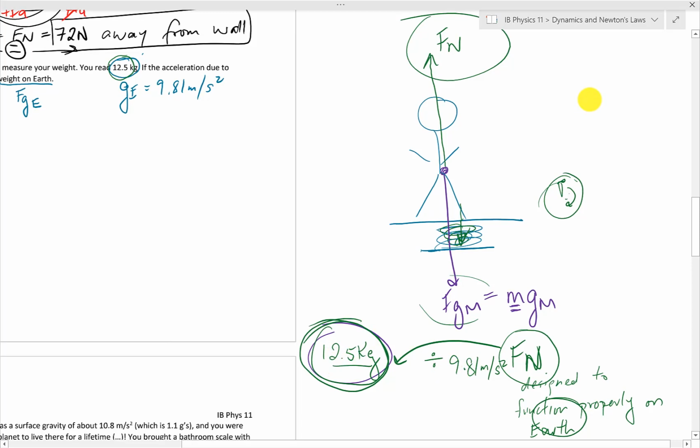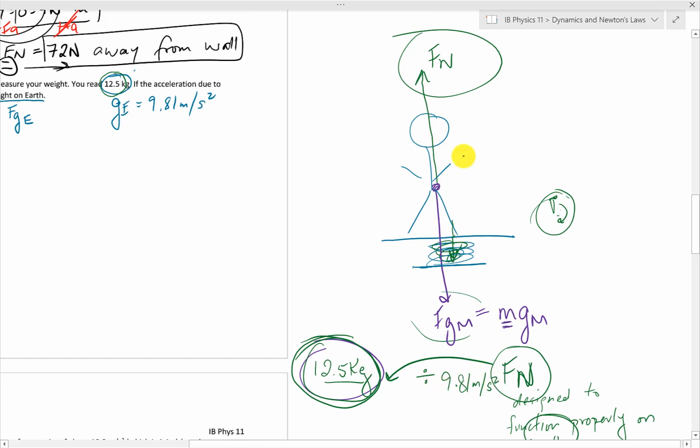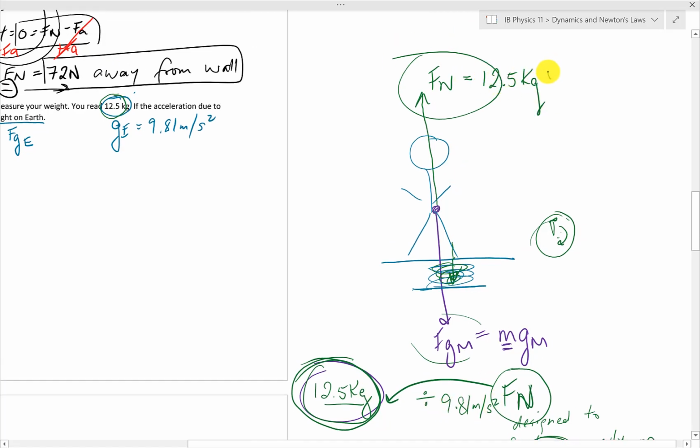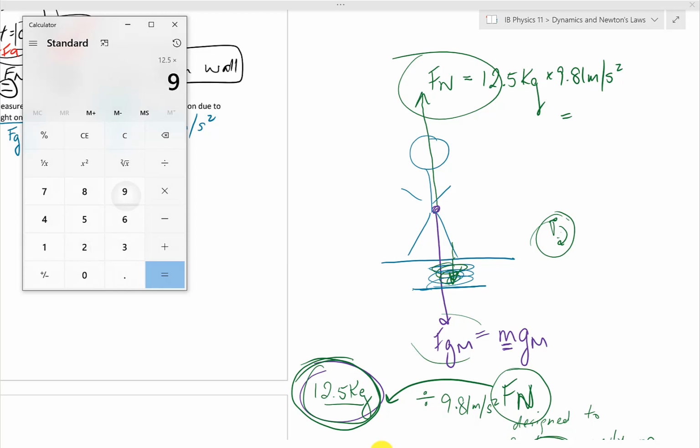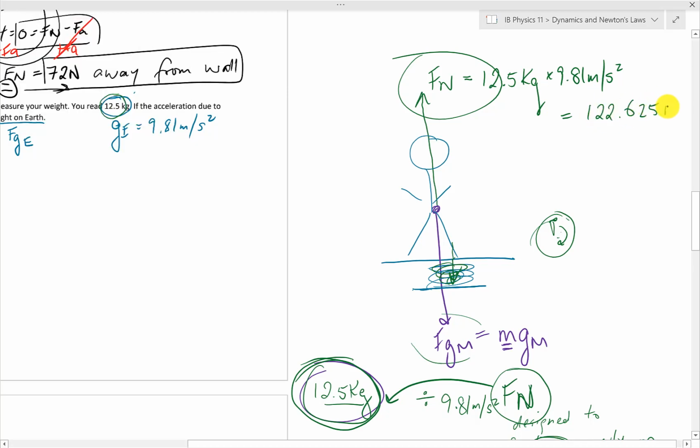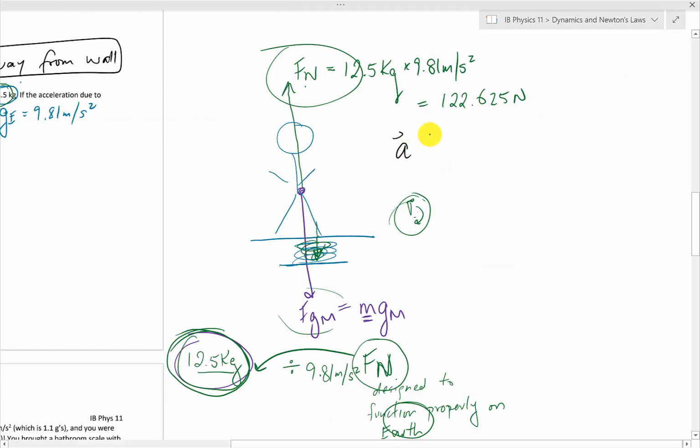So in fact, we need to take this 12.5 and multiply it by 9.81 to get the actual normal force that you would experience on the moon. So let's do that right now. Keep in mind, this is not a permanent equation for Fn. It's just by situation, because of bathroom scales, this is what we had to do. Now that we have Fn, we can probably use that to figure out the person's mass on the moon, given that these two are equal when acceleration is 0.